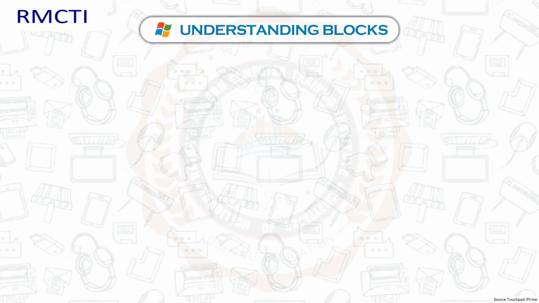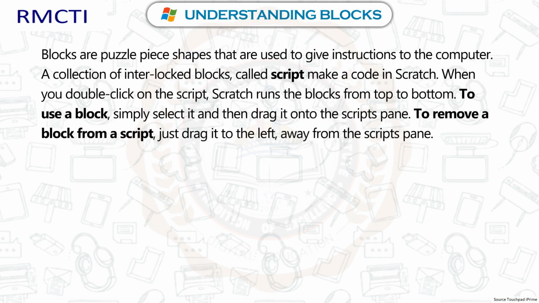Understanding blocks. Blocks are puzzle piece shapes that are used to give instructions to the computer. A collection of interlocked blocks called a script makes a code in Scratch. When you double-click on the script, Scratch runs the blocks from top to bottom. To use a block, simply select it and then drag it onto the scripts pane. To remove a block from a script, just drag it to the left, away from the scripts pane.